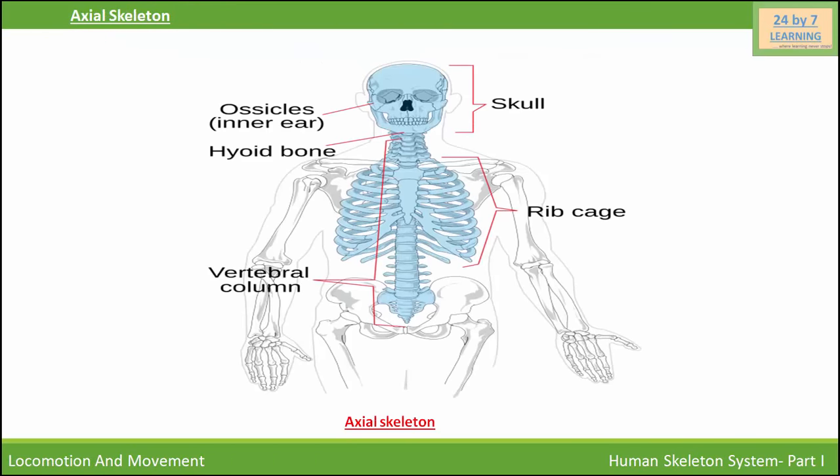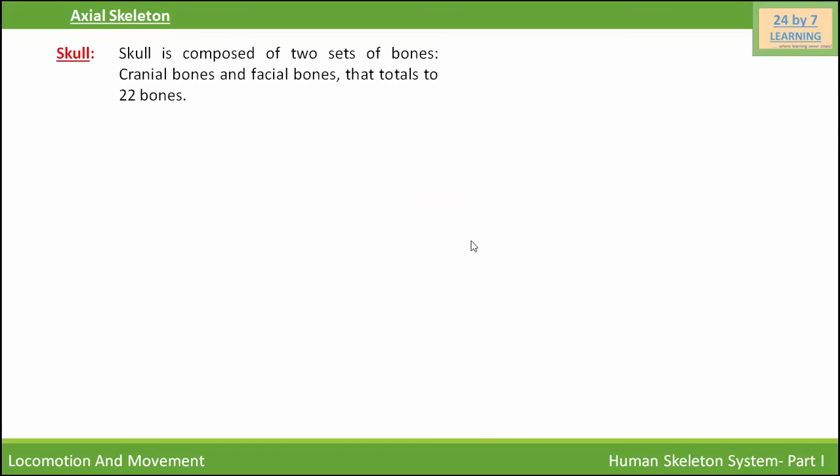So this is the diagrammatic representation of the axial skeleton. This is the skull. There are the ear ossicles, that means bones of the middle ear. At the base of the tongue there is the hyoid bone. This is the vertebral column of the human body and these are the rib bones that form the rib cage. So first we start our discussion with the skull.